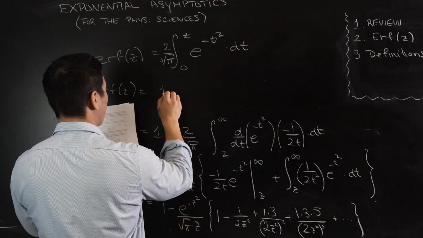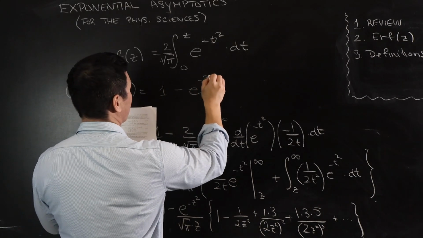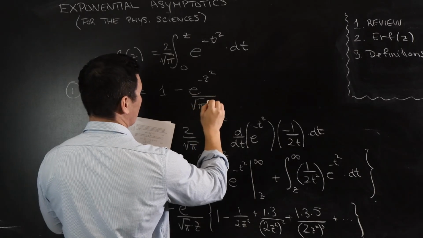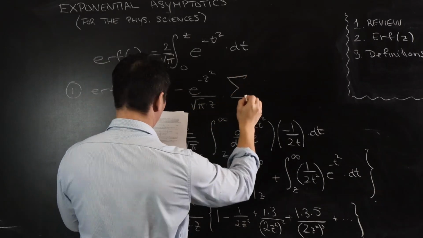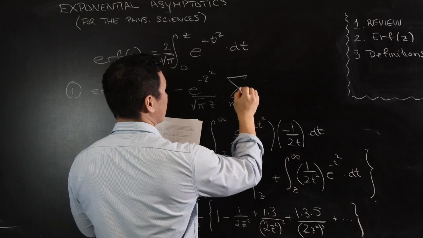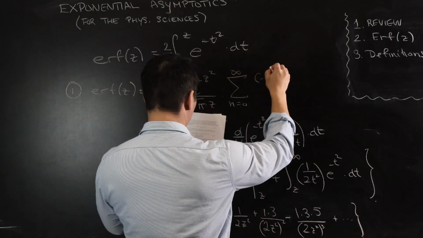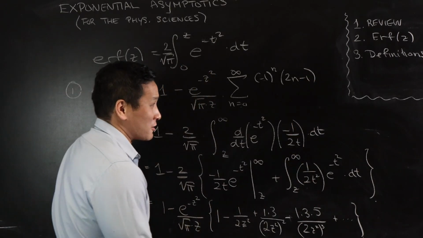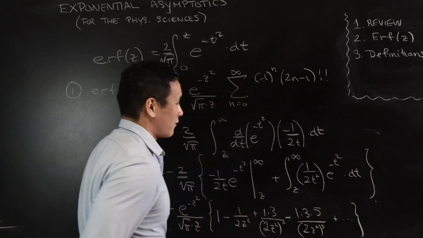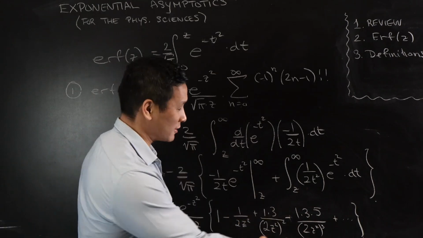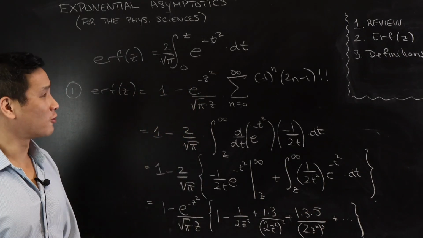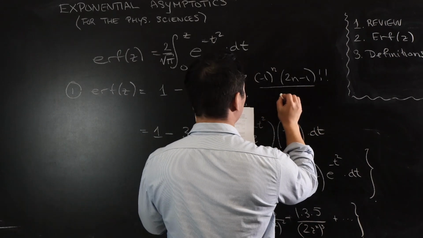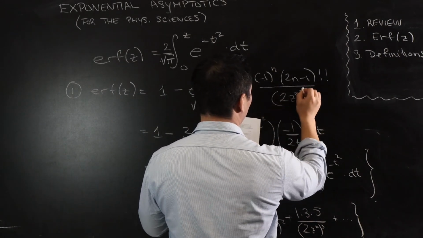So this is 1 minus e to the minus z squared over root pi times z times an infinite sum from 0 to infinity of minus 1 to the n times (2n minus 1). Sometimes, if you've seen this notation before, that's what a double factorial is if it goes down in steps of 2 instead of steps of 1. And then this is over 2z squared to the n.